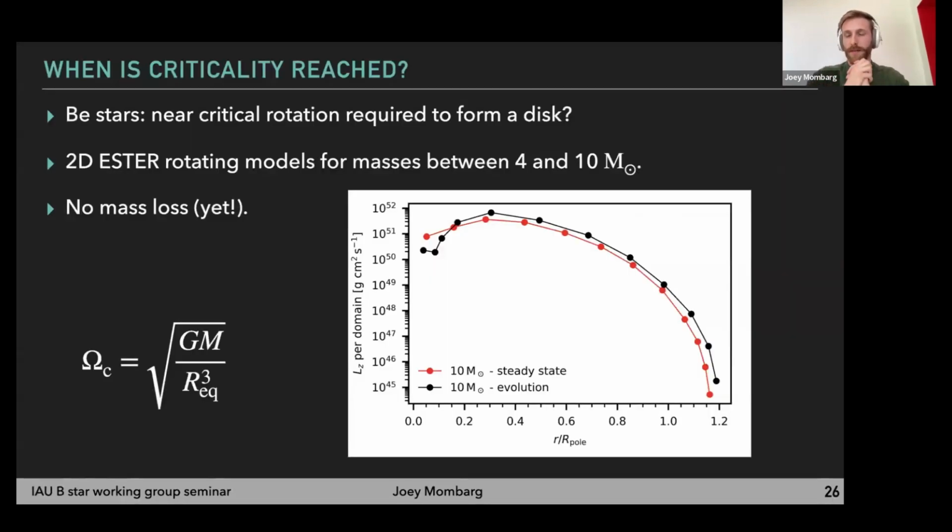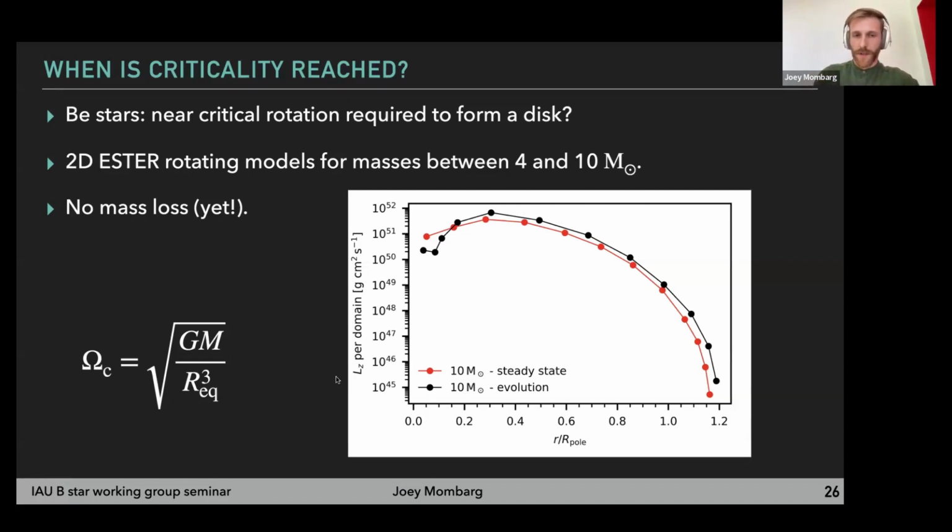As I mentioned before, if you can form a Be star during the main sequence without the need of a companion, how do you spin up a star towards critical rotation, or what are the conditions needed to do so? For this, we have computed 2D ESTER models within a range of 4 to 10 solar masses. I'm limiting myself to 10 because we cannot do mass loss yet. It's something I'm currently working on implementing in the code. But for now, I stick to 10 solar masses.